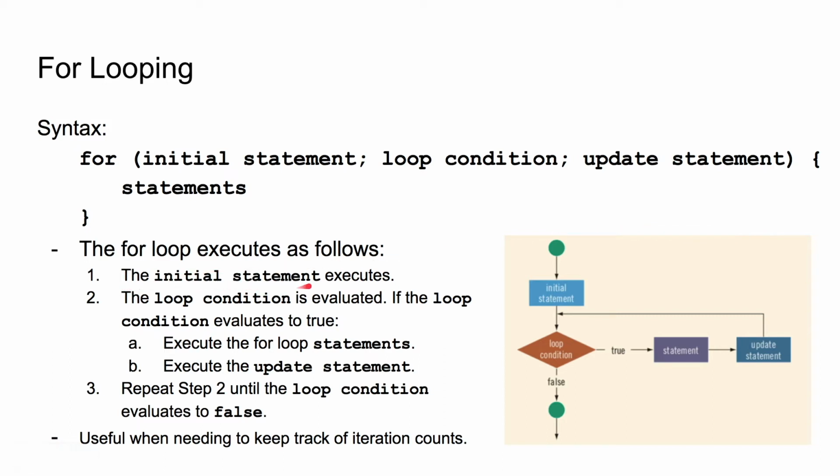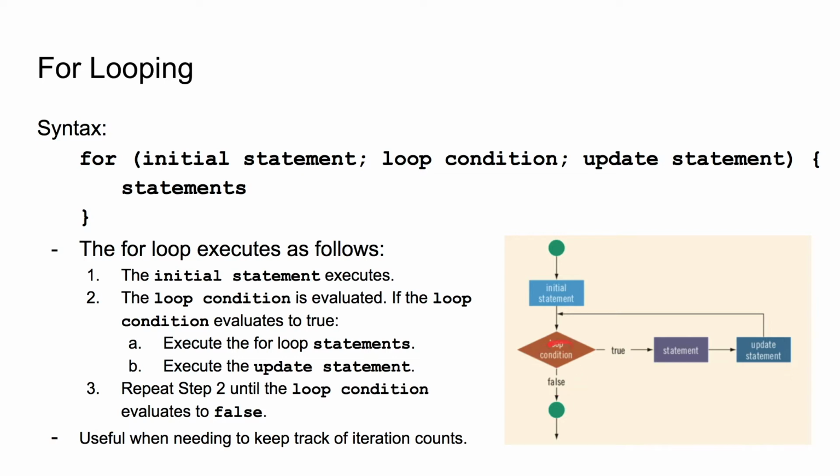We have an initial statement, which executes right here on the diagram. This is the only time the initial statement executes, and it is usually used to initialize a variable which will be controlling the loop in this loop condition. It then comes down to the loop condition and evaluates it. So this is going to be some expression in the loop condition that can evaluate to true or false.